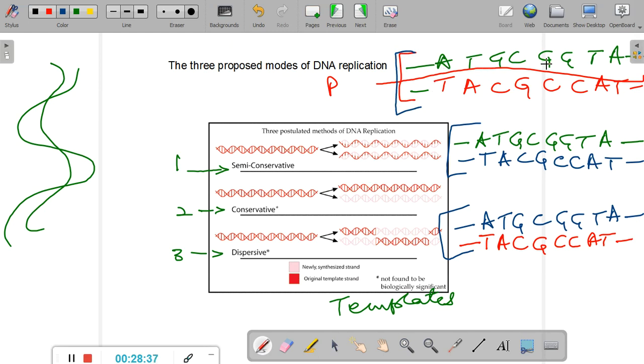Let's have a look. A, T, G, C. So you got A, T, G, C here, and G, G, T, A. And let's have the next strand. So you got A, T, G, C, right? A, T, G, C, and G, G, T, A.